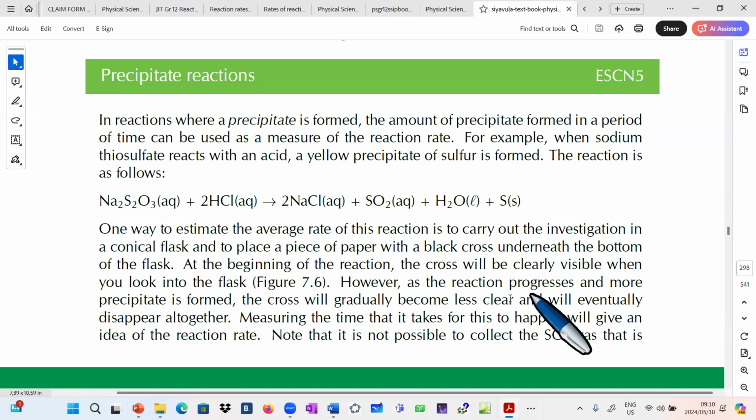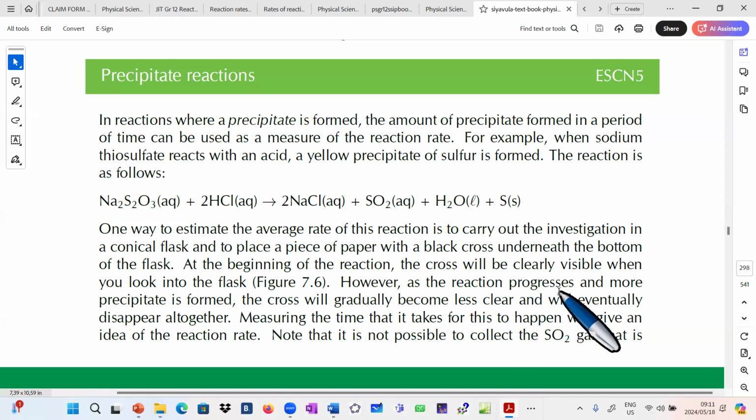When there was an X, so one way to estimate the average rate of these reactions is to carry out an investigation in a conical flask. So you take a conical flask and place a piece of paper with a black cross underneath. So under the conical flask, you put a paper with a black cross, right underneath the bottom of the flask. At the start of the reaction, the cross will be clearly visible when you look into the flask. Okay, we're going to look at figure 7.6 soon.